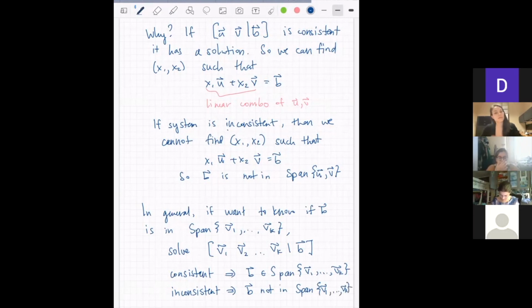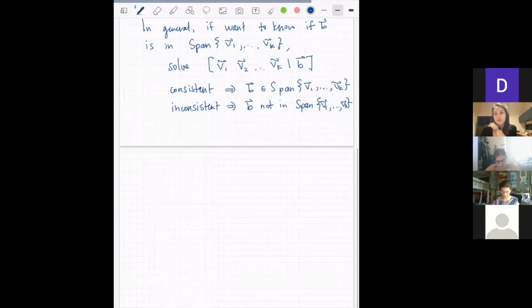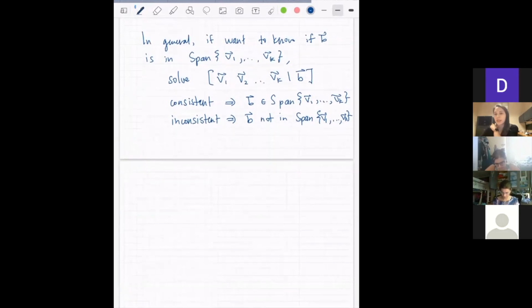I have a question. Yeah. In general, do you want to find the weights x1 to xk, or is it enough just to say that b is or isn't in the span? It's enough to say that, unless you're asked to specifically write b as a linear combination of those, in which case solving the system will help you do that as well, because any solution that you find would be a way to write b as a linear combination of those.